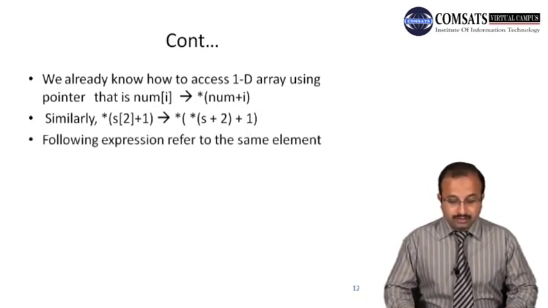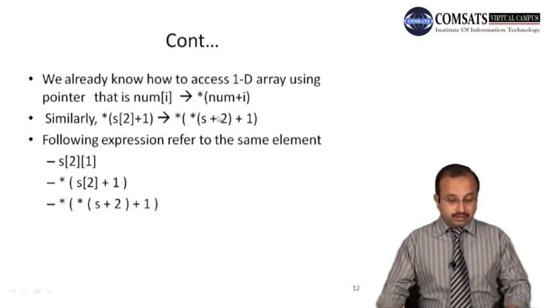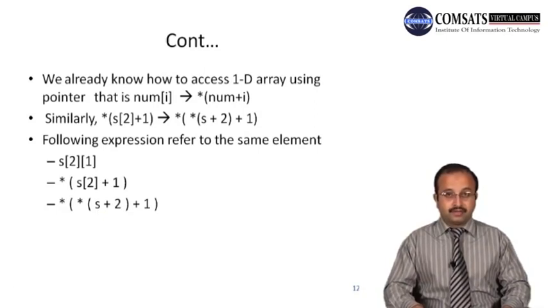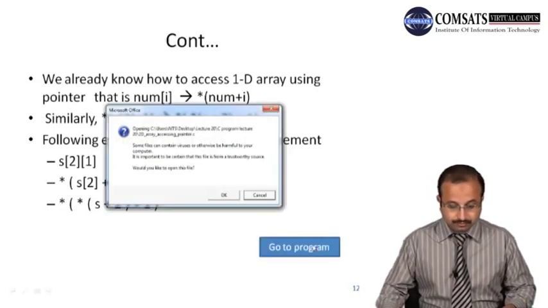The following expressions refer to the same element. If you write s of 2, s square brackets के अंदर 2 and square brackets के अंदर 1, if you write like this and if you write like this, so all these things are the same. So now you can see this is a pointer. S is a pointer that points to the first element, that contains the base address of the group of elements having the same data type. Same thing. Let's go and see the program.